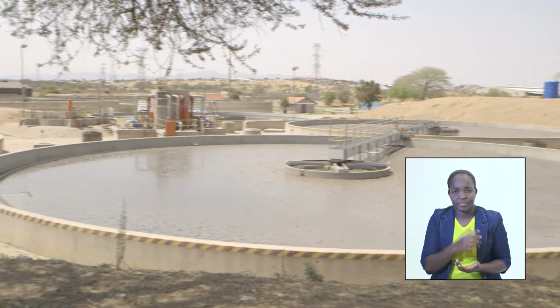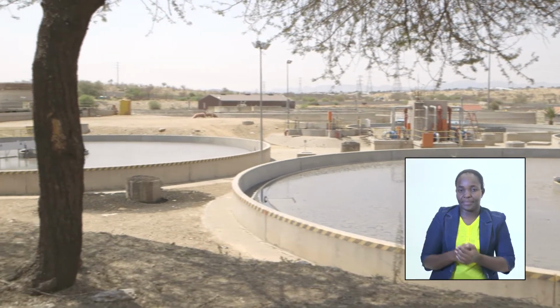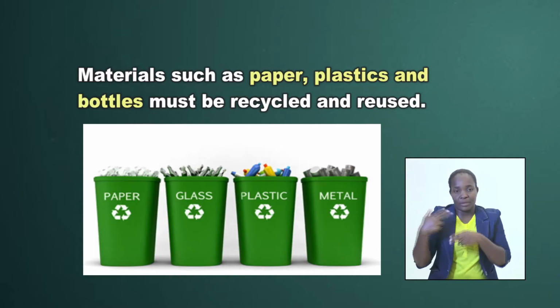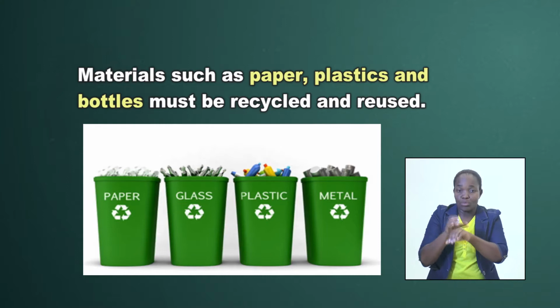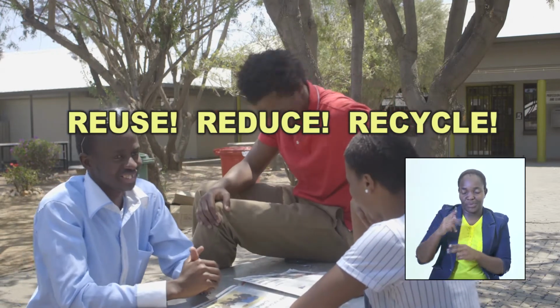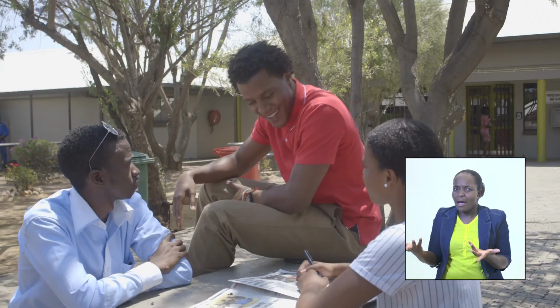They also talk about recycling here. They say it is important that sewage water must be purified and recycled, and materials such as paper, plastics, and bottles must be recycled and reused too. Reuse, reduce, and recycle. You guys, is it true that the sewage water here in Windhoek is recycled? I mean, how gross. How healthy can that be?